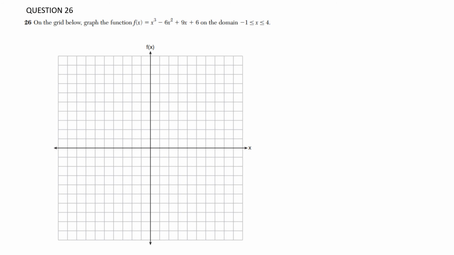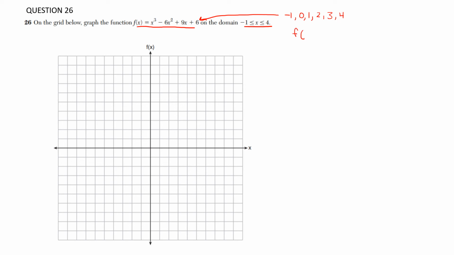Alrighty, so in this question we're going to hand graph x cubed minus 6x squared plus 9x plus 6 on the domain -1 is less than or equal to x is less than or equal to 4. The way I'd recommend going about this is to just graph this function out on your calculator, generate a table from that, and apply the points corresponding to these x values. However, you can also do it manually by plugging -1, 0, 1, 2, 3, and 4 into this original function, and then getting the y values from that.